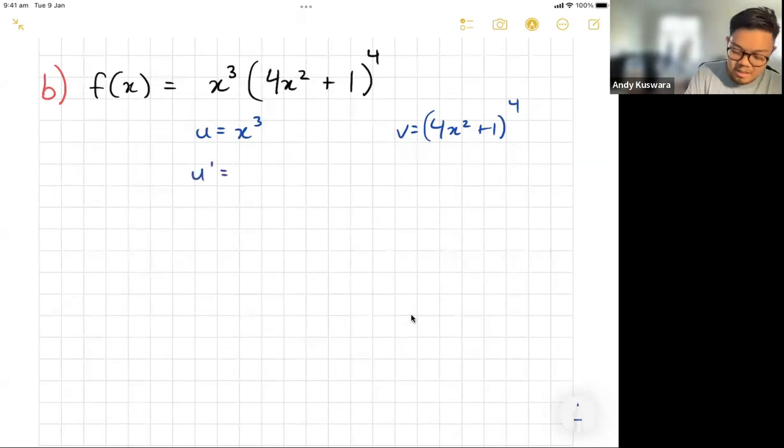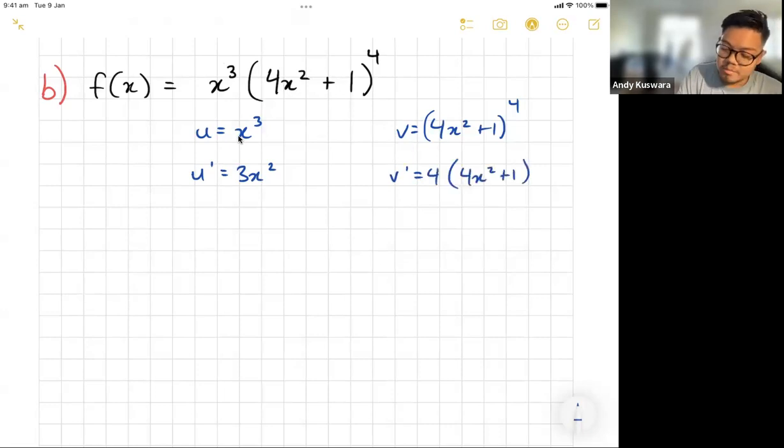So again, I've got my u, I've got my v. u is going to be my first term. v is going to be my second term. u dash, the derivative of x cubed, is 3x squared. Derivative of v: power comes down the front, bracket stays the same, take away 1 from the power, multiplied by the derivative of the bracket.